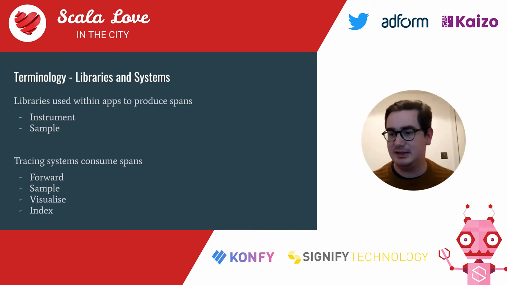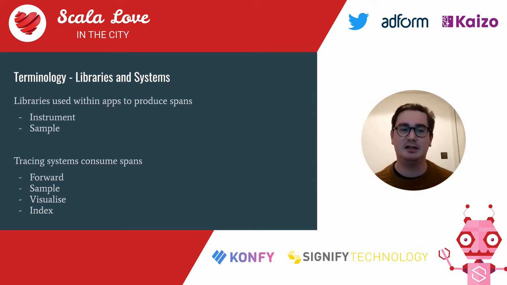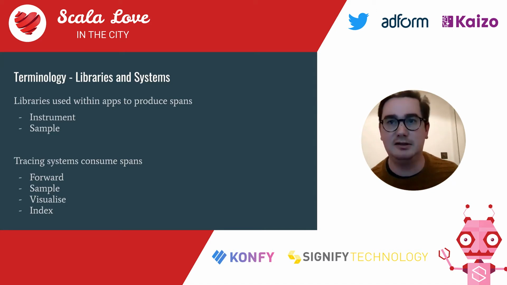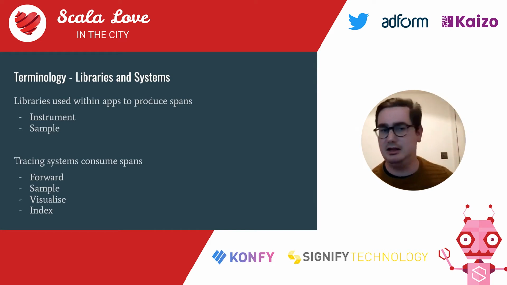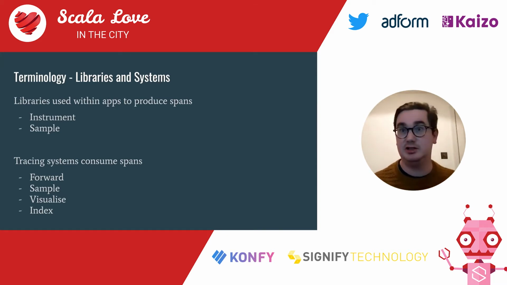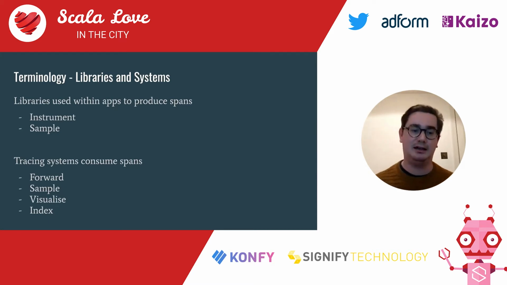And then libraries and systems. So a library is something that you would use within your application to produce spans. So this is kind of instrumenting your method calls and things like that. And you can set them up to sample. So that, again, there's various sampling schemes that you can use. And then tracing systems consume spans, and they can forward them on, sample them, and then visualize and index things like span names, trace IDs, and attributes on your spans.